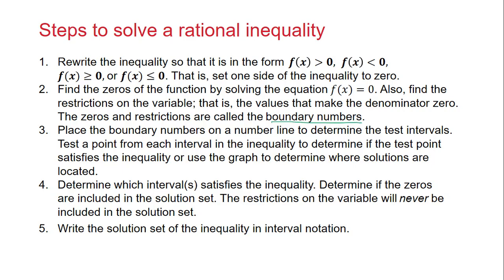We'll place the boundary numbers on a number line to determine the test intervals. We can test a point from each interval in the original inequality to determine if the test point satisfies that inequality, or we can also use a graph to determine where solutions are located. We'll then determine which intervals satisfy the inequality, determine if the zeros are included or not, remembering that the restrictions will never be included, and then we'll write the solution set in interval notation.